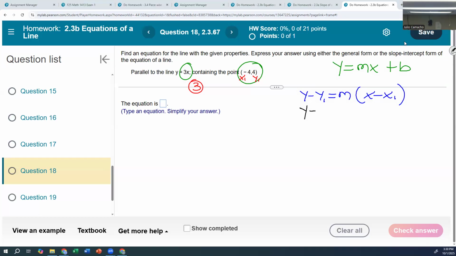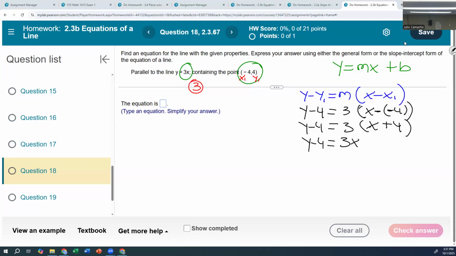So you have now y minus 4 is equal to m times x minus negative 4. Let's replace m with the slope, which is 3. So it is 3 times x plus 4, because negative and negative is plus. Now we can complete the equation. y minus 4 is equal to 3x plus 12.